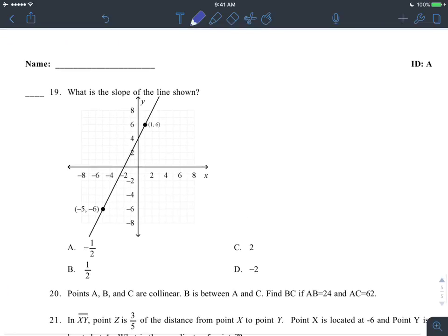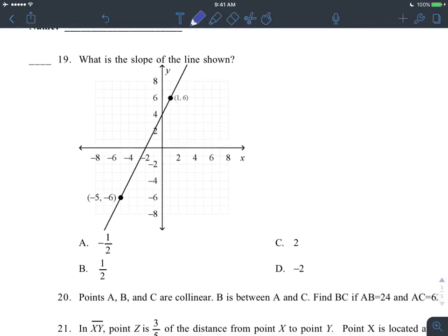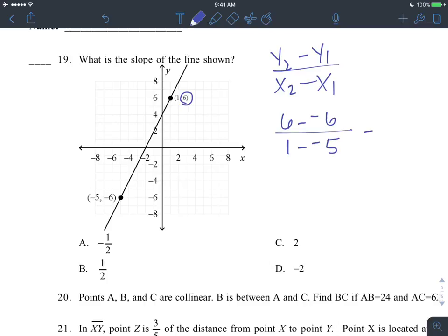All right, what is the slope of the line shown? So we can either use our slope formula, which is going to be y2 minus y1 over x2 minus x1, or we can count. I'll do the formula first. So I'm going to use 6 as our y2, so 6 minus -6 over 1 minus -5. We're going to have those all turn into plus signs. So we're going to have 12 over 6, which is 2.